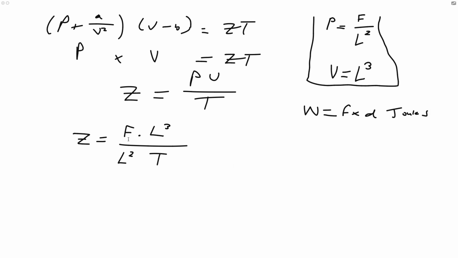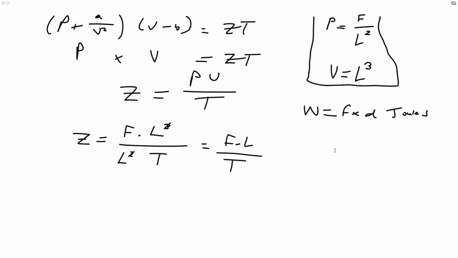And what do we have here? We have our force, so let's just cross this off. We're going to be left with force times length over T. And we know that work is force times distance of displacement of our object. And we've got length here. So it's going to be, again, the distance of displacement. So therefore, we can represent this as work.